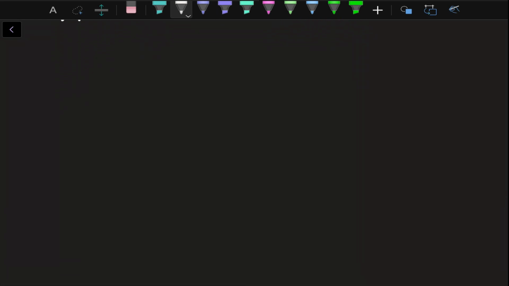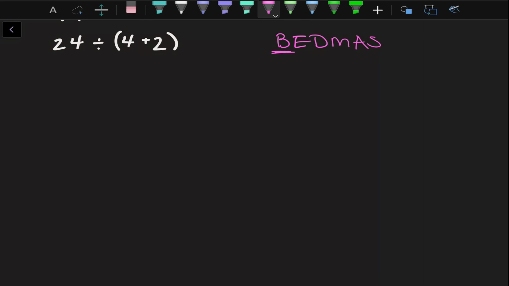Another one. 24 divided by 4 plus 2, and we'll say this is in brackets. So we have BEDMAS. And now we do have some brackets, so we're going to do that first. So I know that 4 plus 2 is 6. Do I have an exponent? No. Division? Yes. So that's my next step. So 24 divided by 6 is equal to 4. Awesome, so that was another example there.